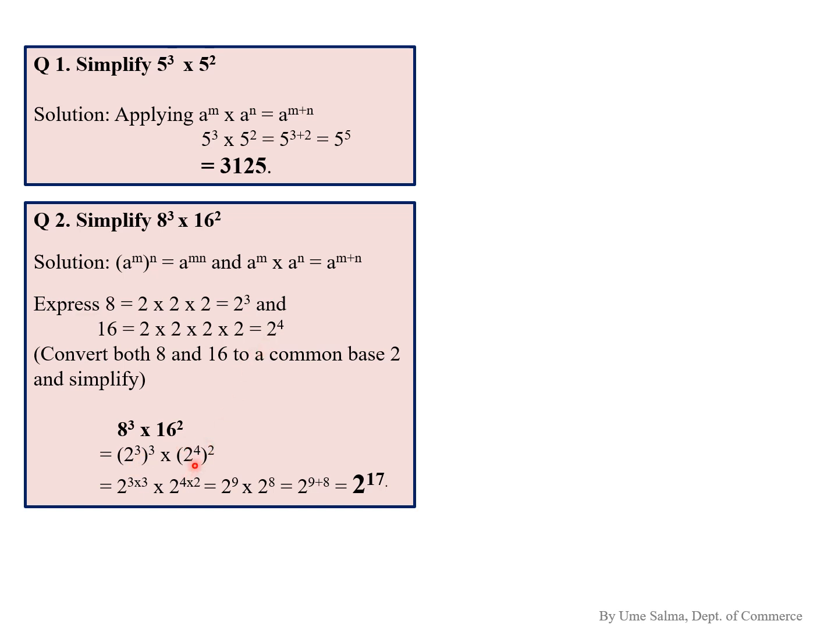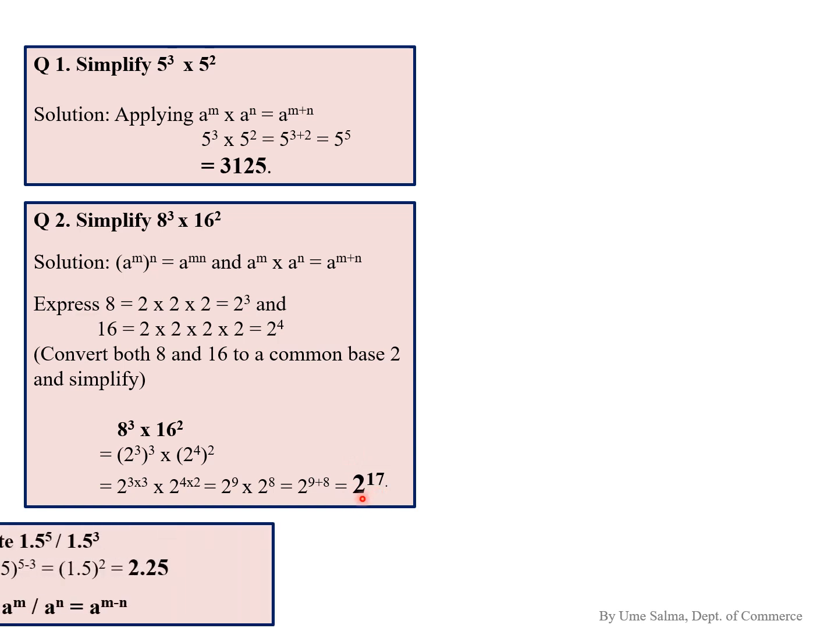You can apply this law of a to the power m whole to the power n, a to the power mn. You can see the calculations here. These laws will be applied, and finally you can apply the multiplication law, adding the powers of these two terms, that is 2 to the power 9 plus 8, which will give you 2 to the power 17. You can leave it as it is here.